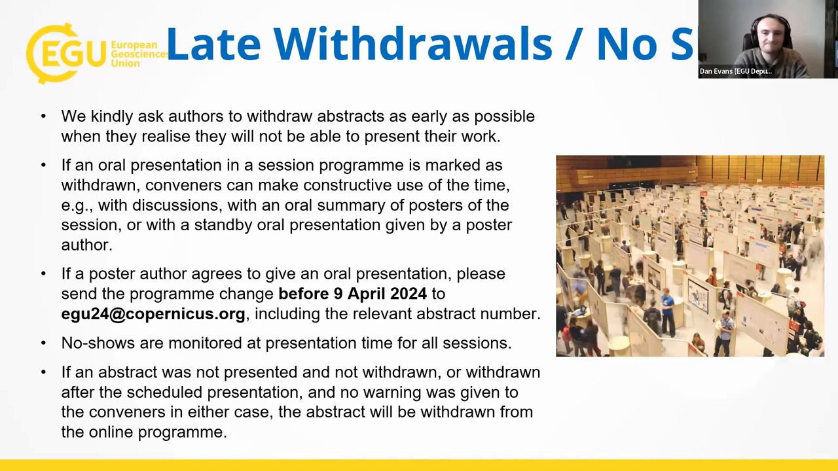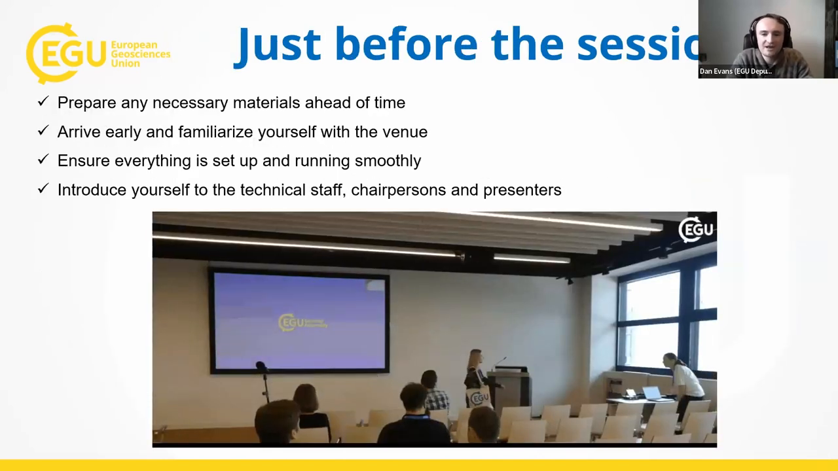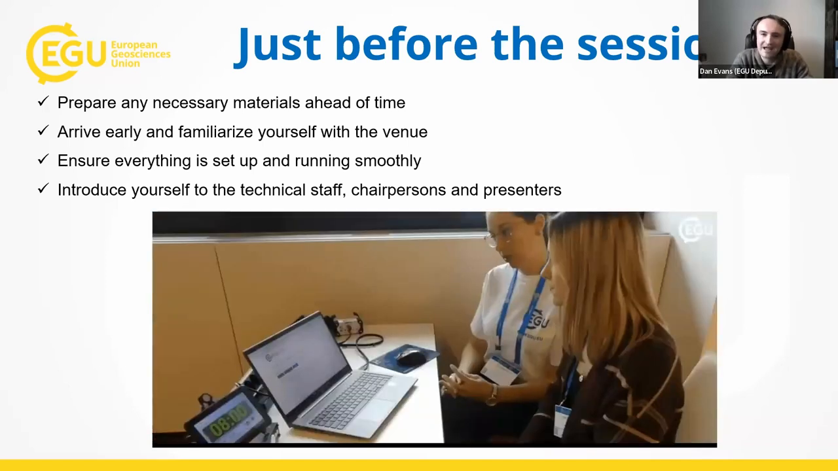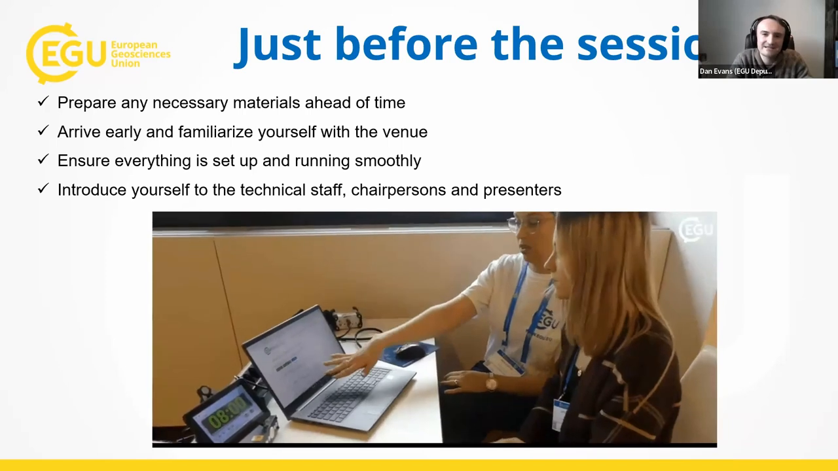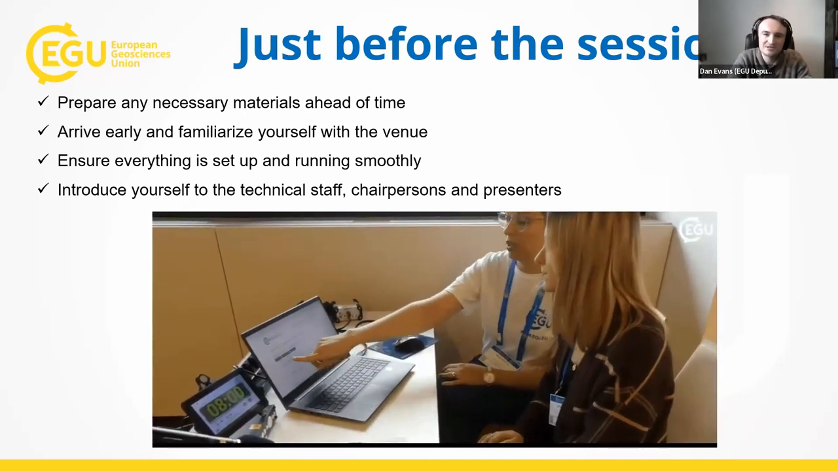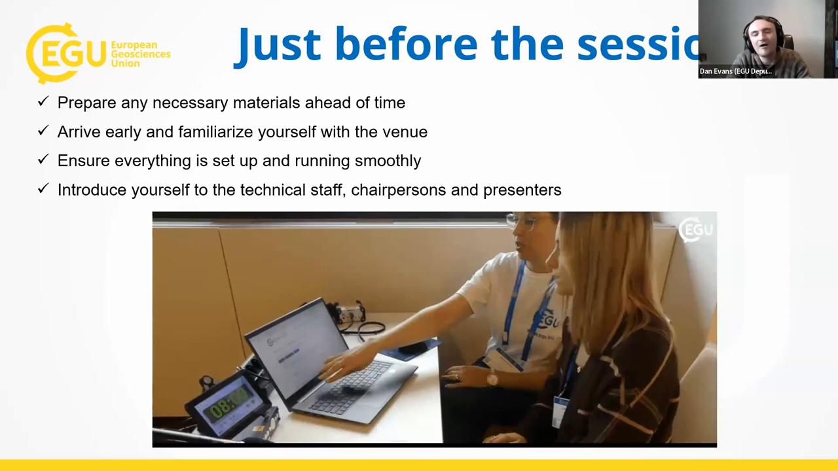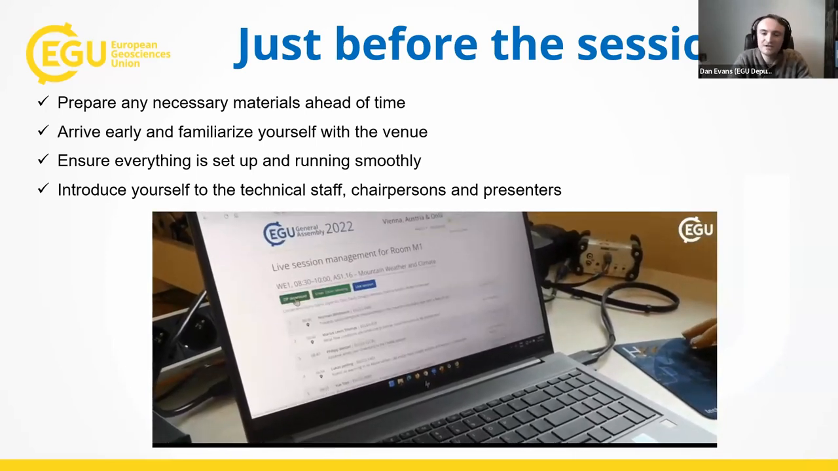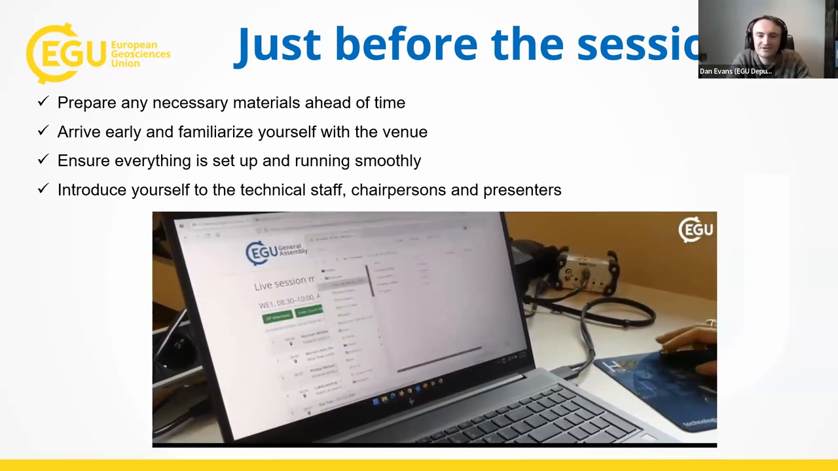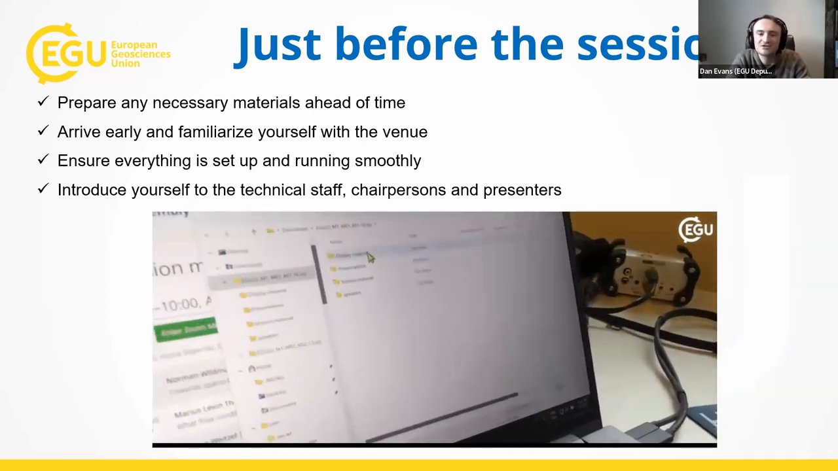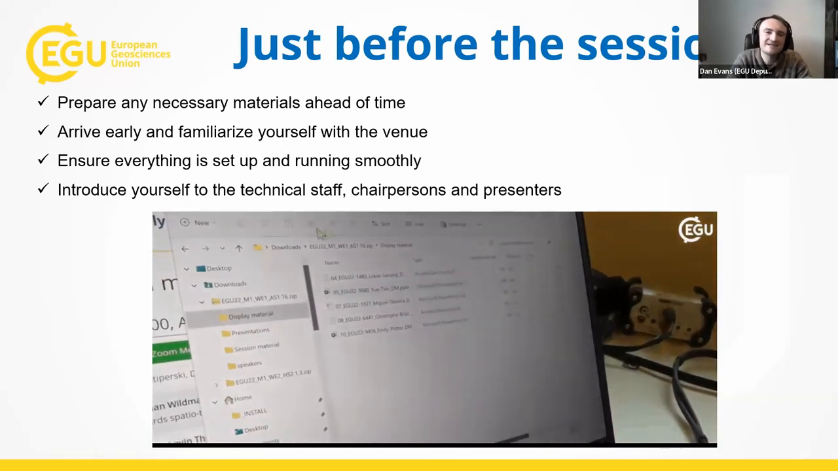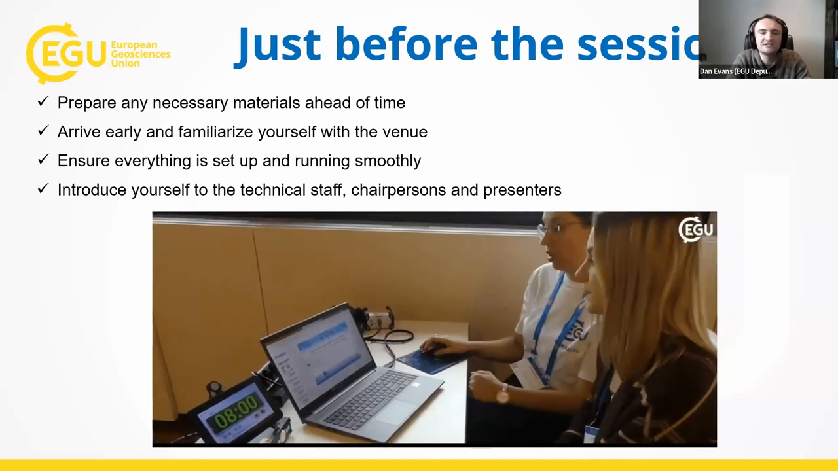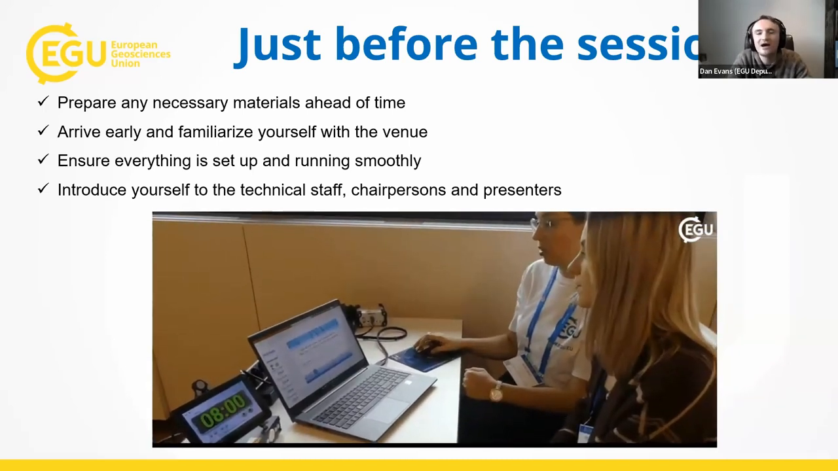Communicate to your conveners. So just before the session, you ideally want to get into the venue, prepare any necessary materials, any scripts or speeches that you're going to give at the introduction. You arrive early, familiarise yourself with the venue, and introduce yourself to the technical staff, as Jane is doing here on the screen. So introduce yourself as a convener to the chairpersons, the presenters, the audience within the room. And this allows you an opportunity, really, to ensure that everything is set up and running smoothly.